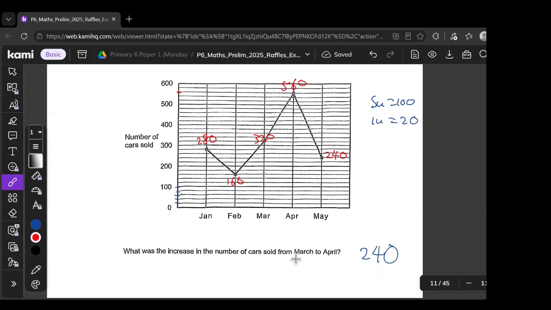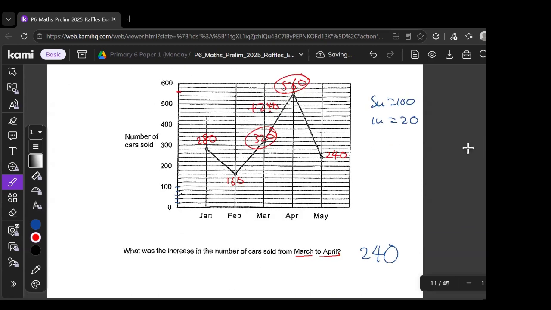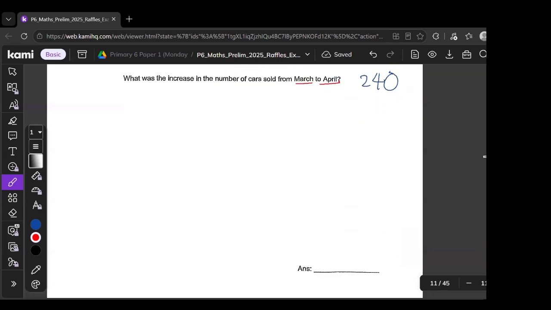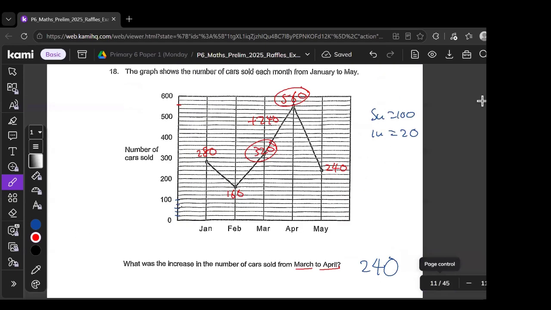So what's the increase from March to April? So your March is here, April is there. So you minus. So the increase is 240. Shouldn't make a mistake. This is quite easy. Okay, next one. No more already. Okay, let's go to question 19.